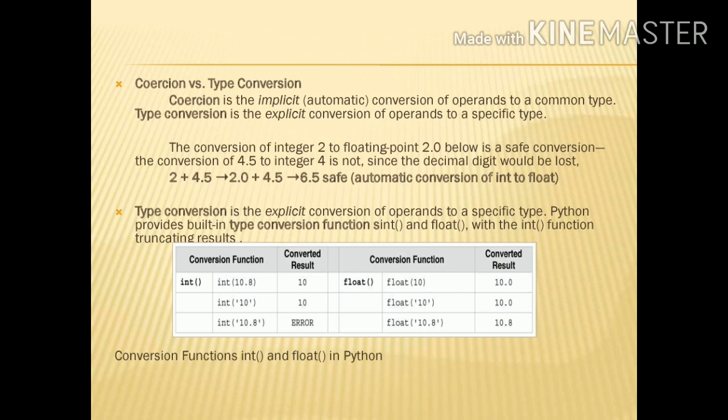int("10.8") is converted and the result is an error. Whereas float(10) is converted and the result is 10.0. float("10") is converted and the result is 10.0. float(10.8) is converted and the result is 10.8. This is the conversion function of int and float in Python.